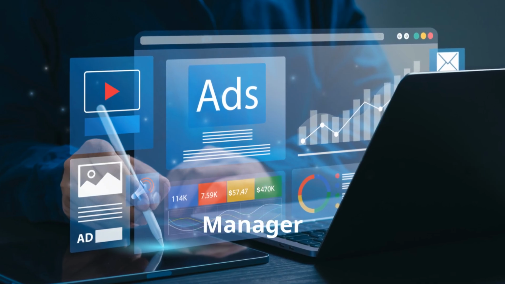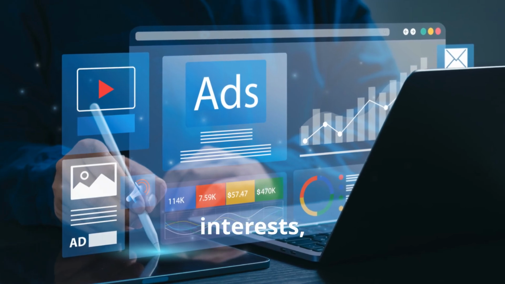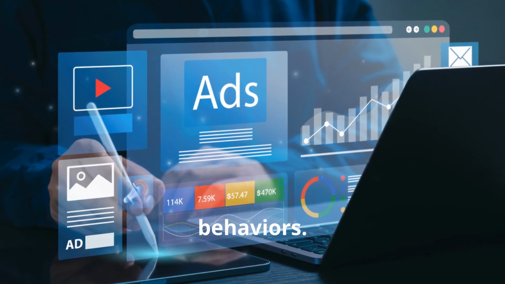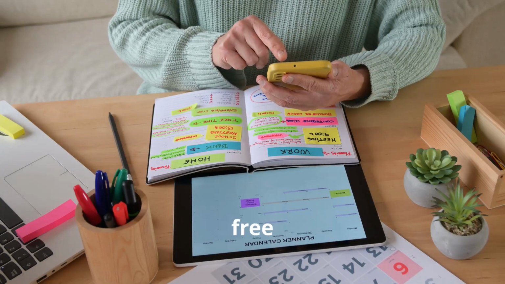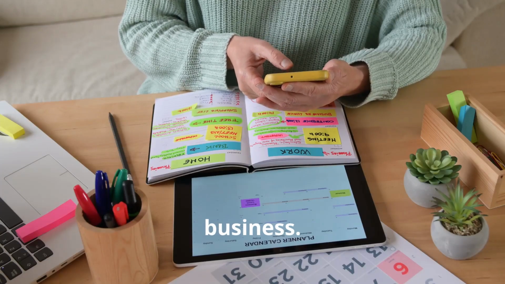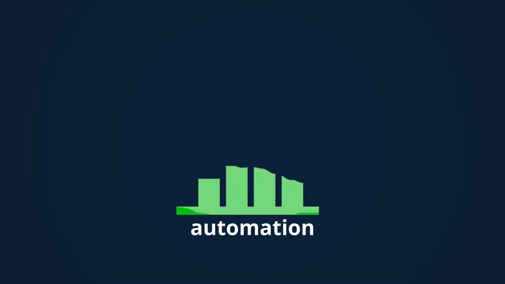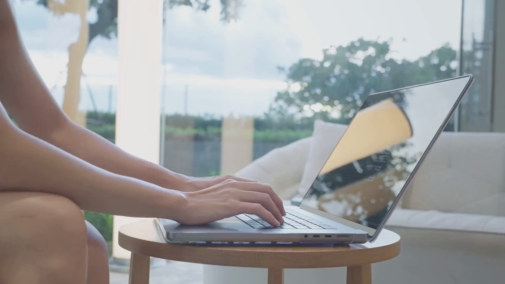Tools like Pinterest Ads Manager use AI algorithms to target your ideal customers based on their interests, demographics, and behaviors. By automating your pin scheduling and promotion, you can free up your time to focus on other important aspects of your business. So embrace the power of automation and watch your Pinterest traffic and affiliate sales skyrocket.